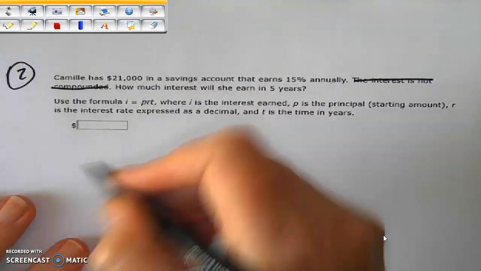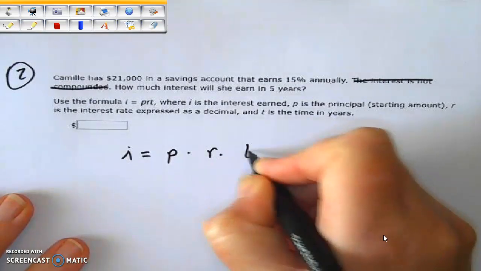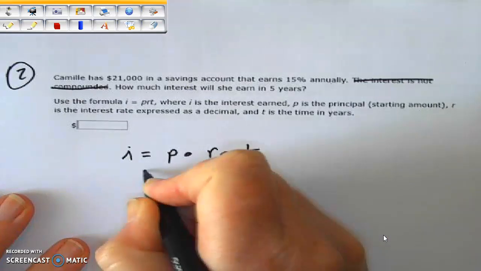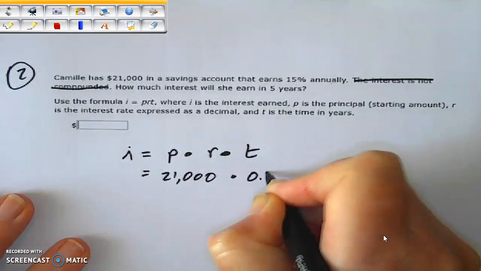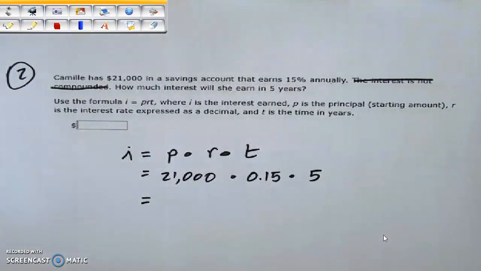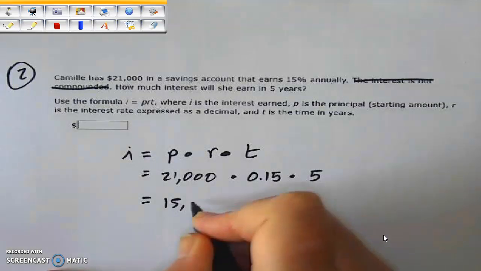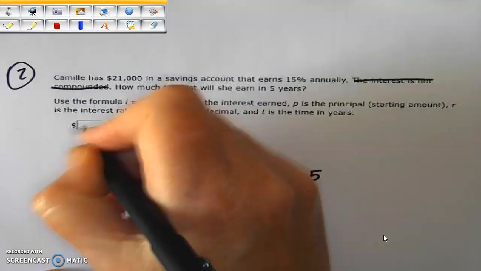So here's what we're going to do. The interest is principal times rate times time. Okay, our principal is 21,000. Our rate, again, is 15%, but our time now is 5 years. So now we're going to multiply by 5. So 21,000 times 0.15 times 5 is 15,750. And they're asking how much interest will she earn? 15,750.